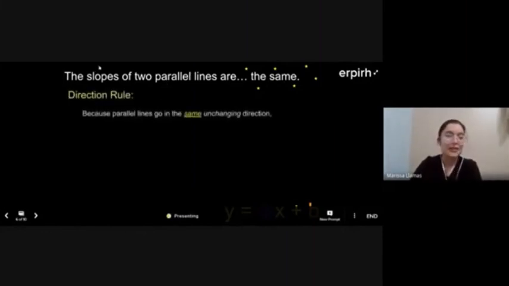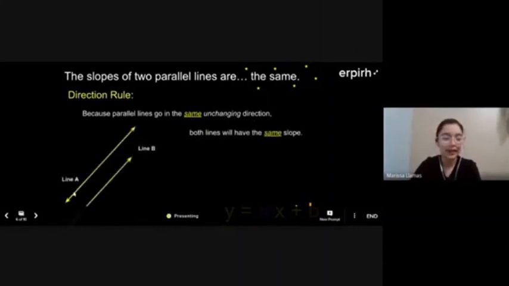You can remember this with the direction rule. Because parallel lines go in the same unchanging direction, they're going to have the same slope. If you look at line A and line B over here, they're going to keep on going this way forever and ever and ever. It's an unchanging direction. Line A is not suddenly going to go left or suddenly go right. They're going to keep on going straight, almost into infinity. And because of this, because they have the same direction, both lines are going to have the same slope.